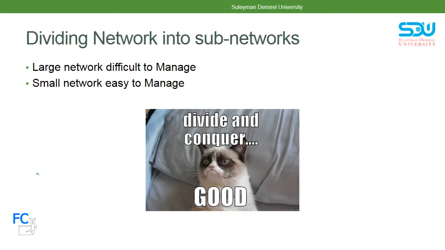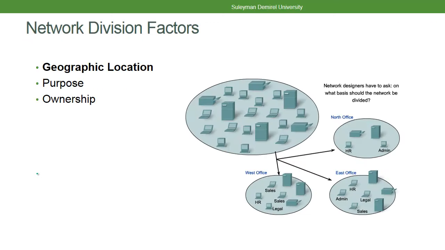Why do we need to divide the network into subnetworks? Because large networks are difficult to manage and small networks are easy to manage. It's like the rule of divide and conquer. We have three different factors for dividing our network into subnetworks. First of them is geographical location.